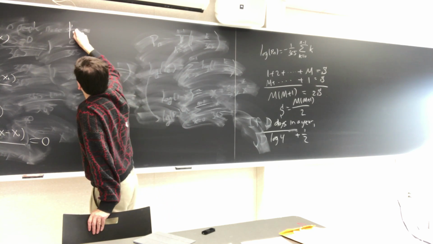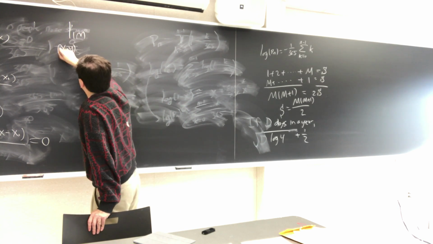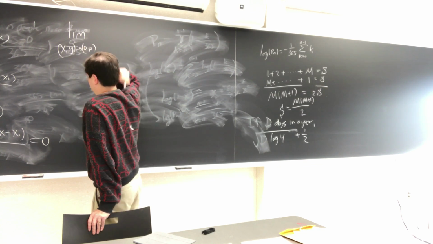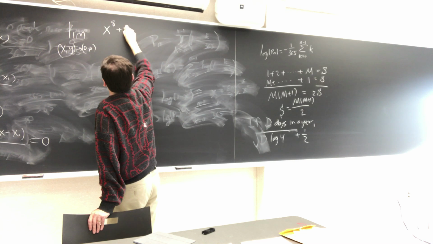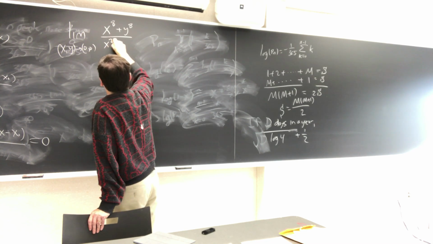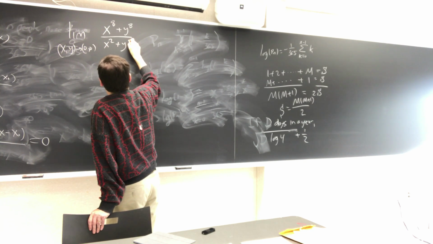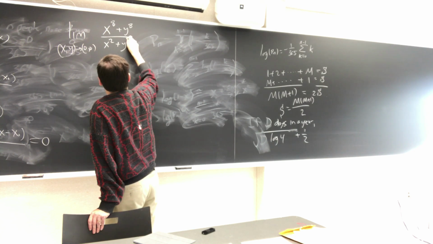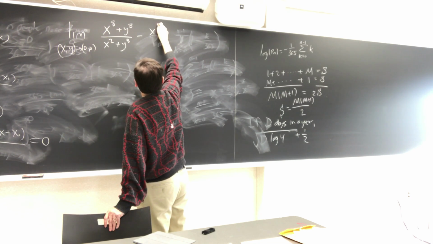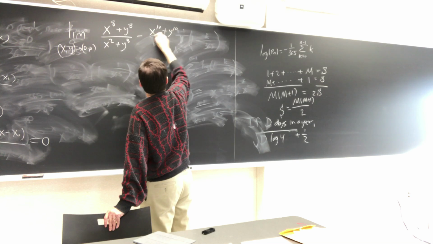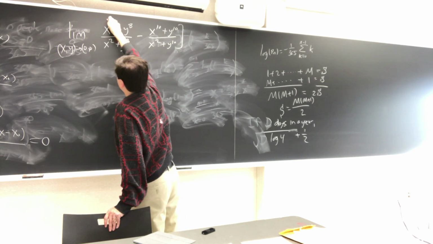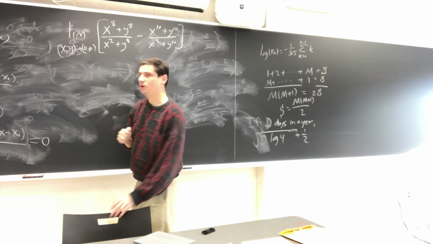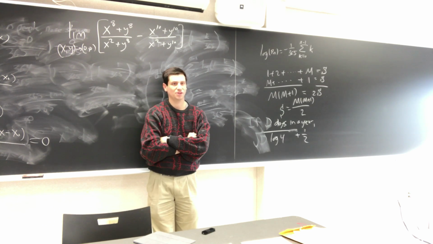So let's look at the limit as (x, y) goes to (0, 0). Let's hope I can remember this correctly. I think it's x to the 8th plus y to the 8th over x squared plus y to the 8th, minus x to the 10th plus y to the 10th over x squared plus y to the 10th. I believe that's what I want to look at. What do you think about this limit? What should we do?